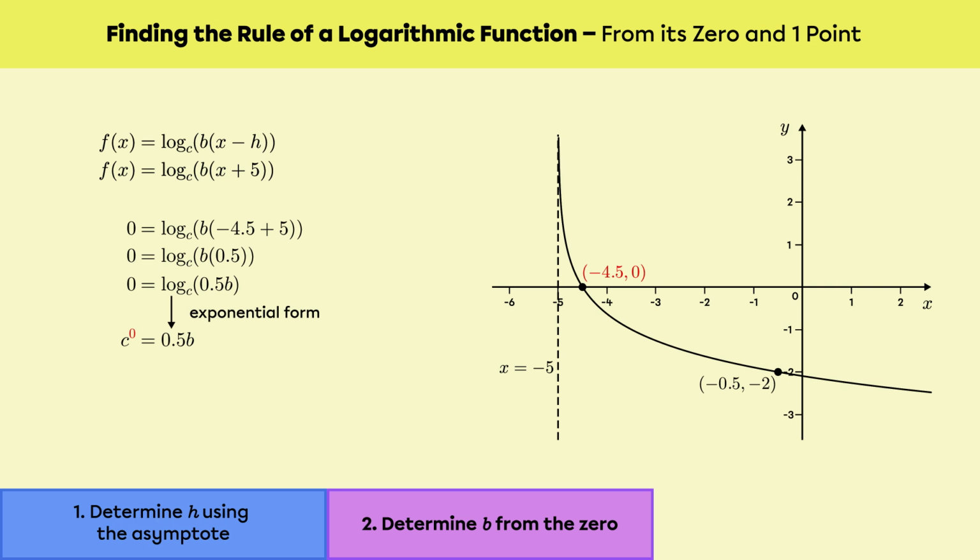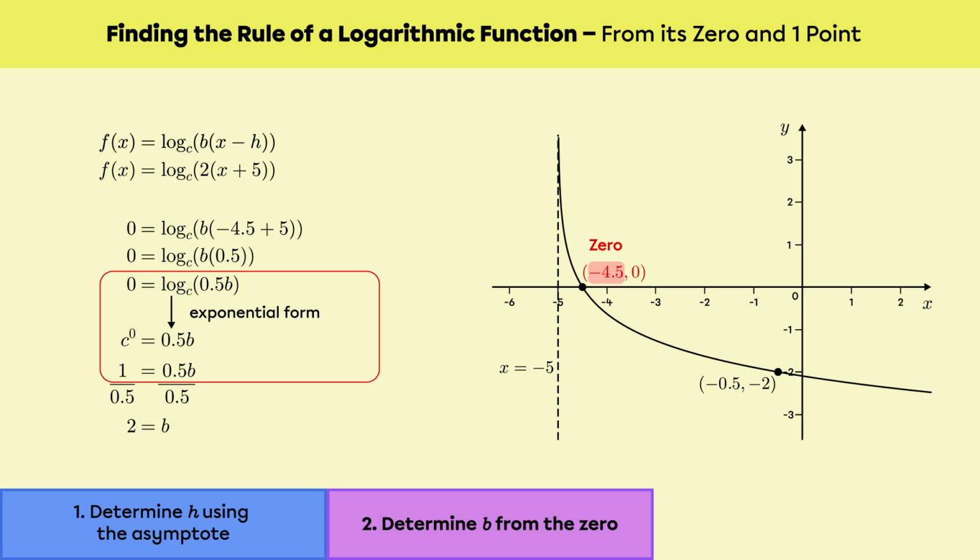Remember that any base with an exponent 0 is 1. So c to the power of 0 is simply 1. The equation is now 1 equals 0.5b. Since variable c is gone, we can quickly solve for b. Divide both sides of the equation by 0.5 to get b equals 2. We can write that value in the rule.